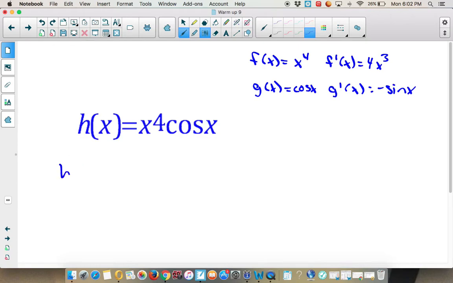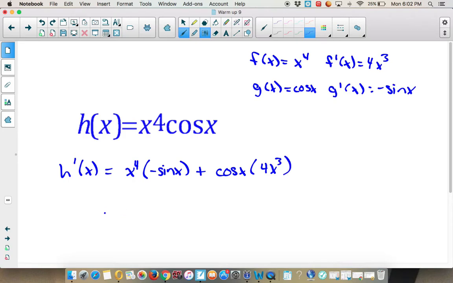And I'm going to put it together. h prime of x is going to be the first times the derivative of the second plus the second times the derivative of the first.